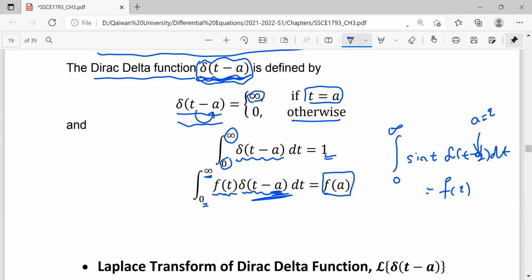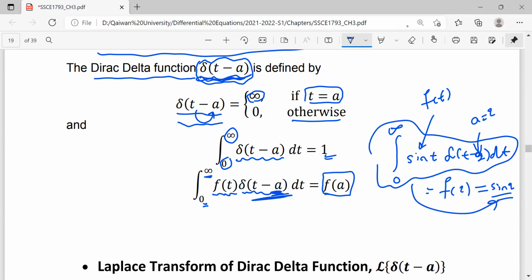So what's f of t here? This is f of t. F of t is sine t. How about f of 2? F of 2 is sine 2. That means the result of this integration equals sine 2.